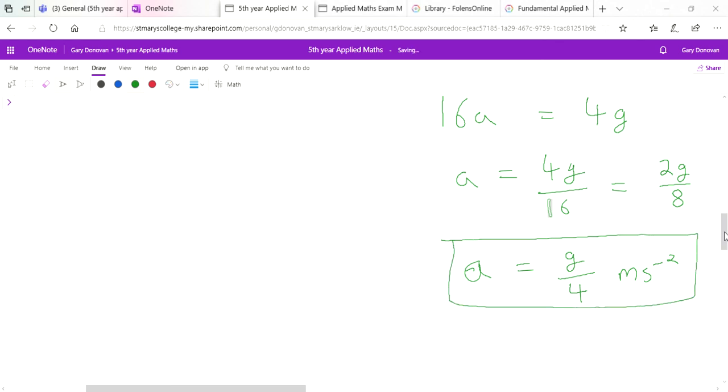Because I'm running a bit over time on the video, I'm going to ask you to solve B, but you should get an answer of B equals 5g over 8. And that was the question, to find those two values.